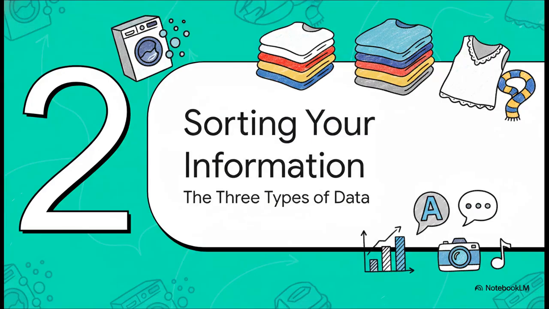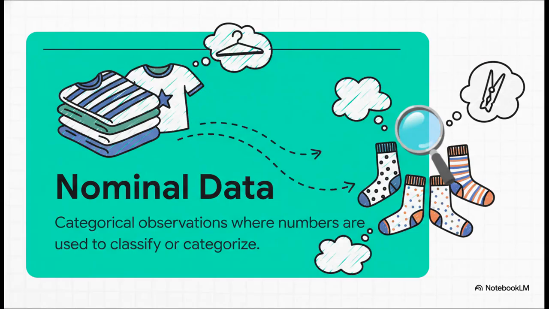Okay, so before you can organize anything, laundry, your desk, a bunch of data, you've got to know what you're actually working with. It's just like sorting laundry, you know? You don't just throw everything in one big pile. You separate the colors from the whites. Data's pretty much the same. There are three main types we need to get a handle on. First up is what's called nominal data.